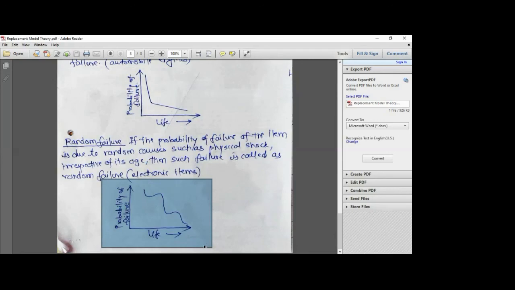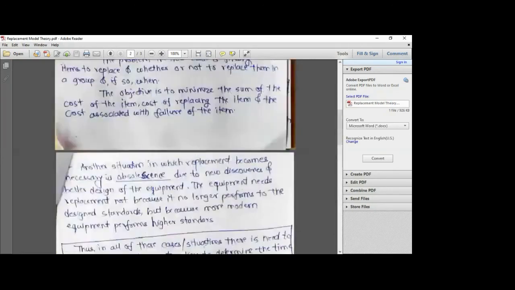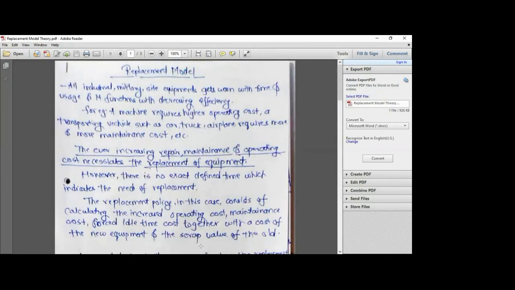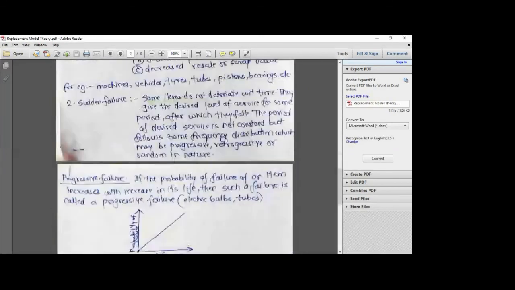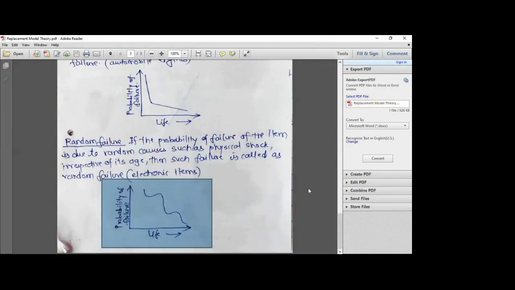Okay, right? So this was the theory related to the replacement model. We are going to see the numericals of this; there are very simple numericals. I'll be making you understand these numericals.